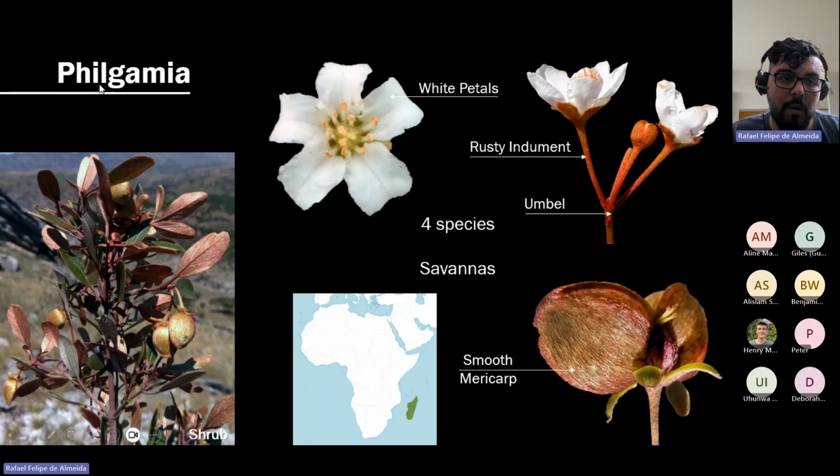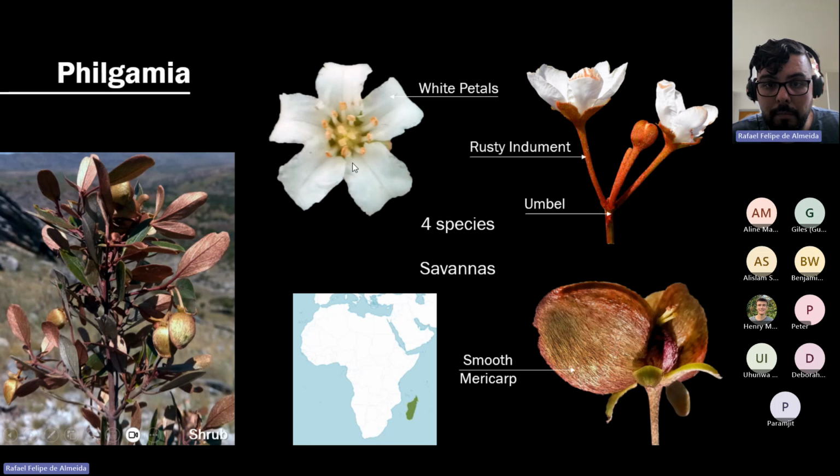The first genus is called Philgamia. It's actually endemic to Madagascar, comprising only 4 species occurring in savannas, probably in highlands of Madagascar. And all of the species are shrubs. We have most of them having white petals, rusty indumentum in their inflorescences. Their flowers are usually arranged in an umbel.